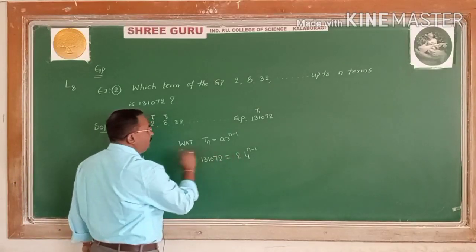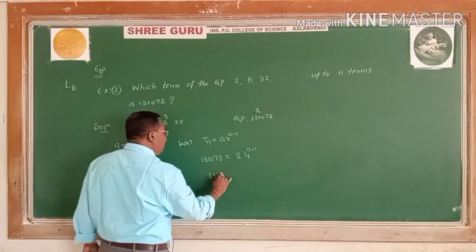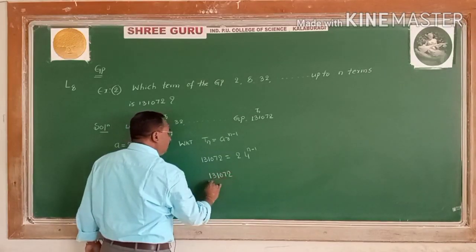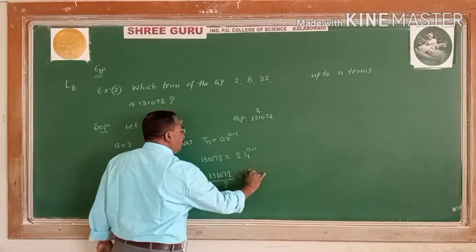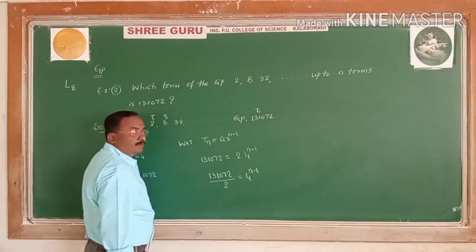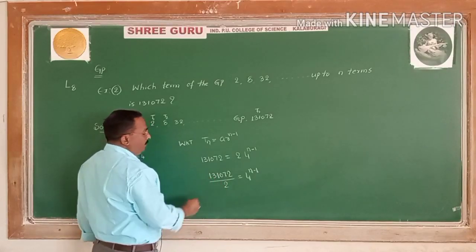That is 2, take left. 1072 divided by 2 is equal to 4 to the power n minus 1. Here, this can be expressed in the form of what?